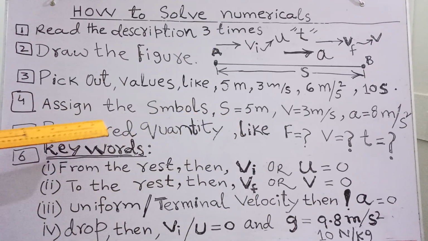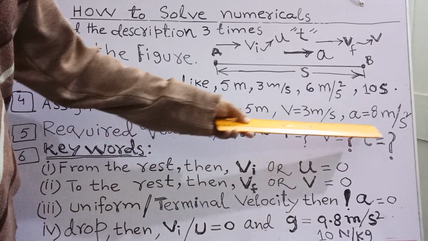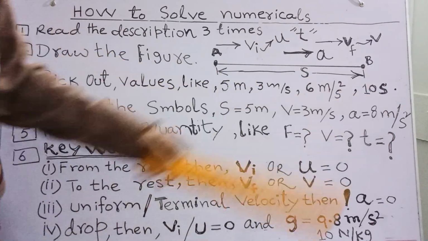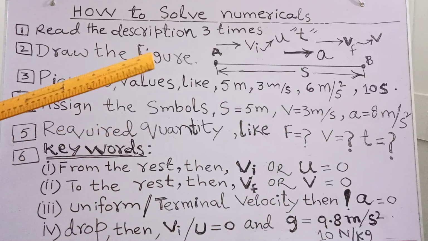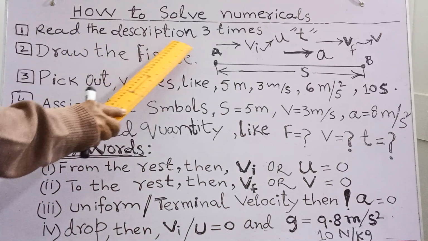So mark out the physical quantity which is required to be found. Now some other keywords must be noticed when you are reading the description of the numerical.